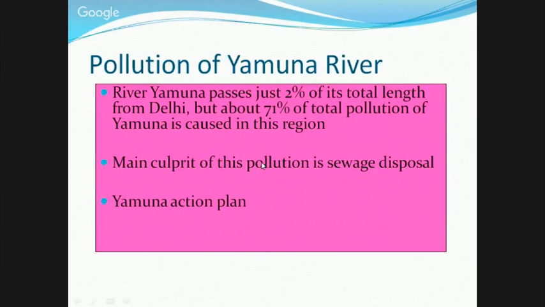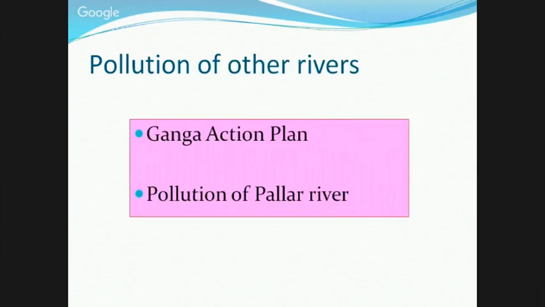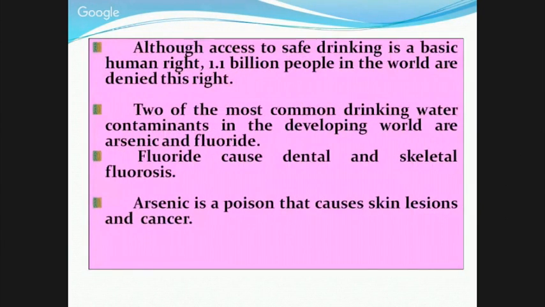So the main culprit is the sewage disposal. And then we have, no doubt, the Yamuna Action Plan, but hardly have we been successful. At the same time, we have other river action plans, the Ganga Action Plan, and some other rivers are taking place. But then the issue is that we have to provide safe drinking water access to our population. We cannot deny them.